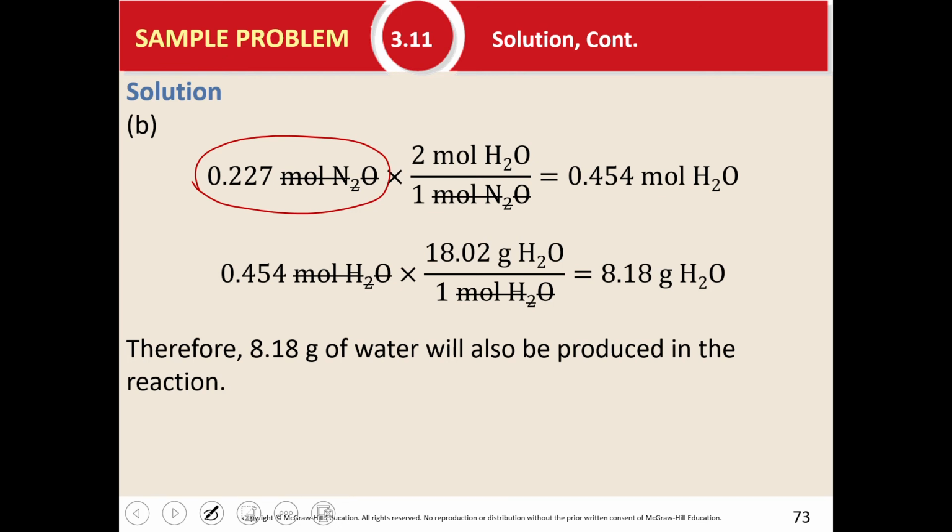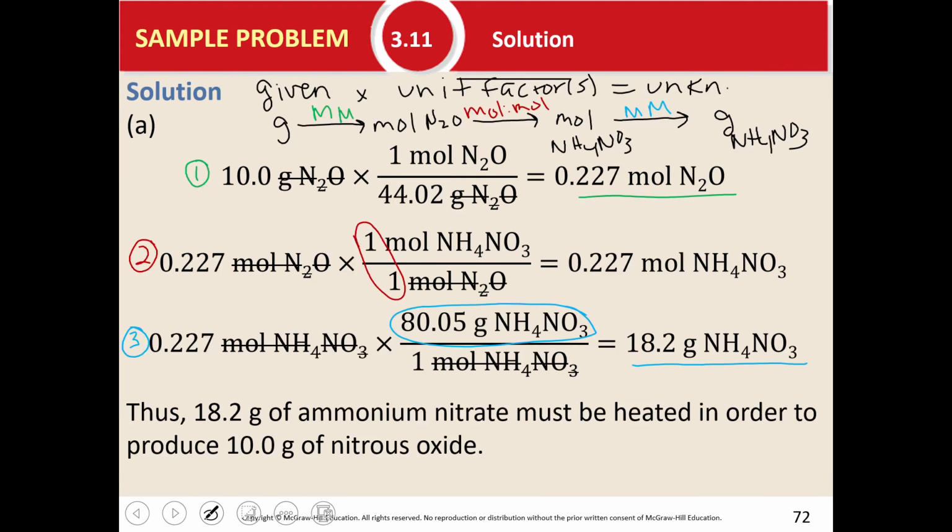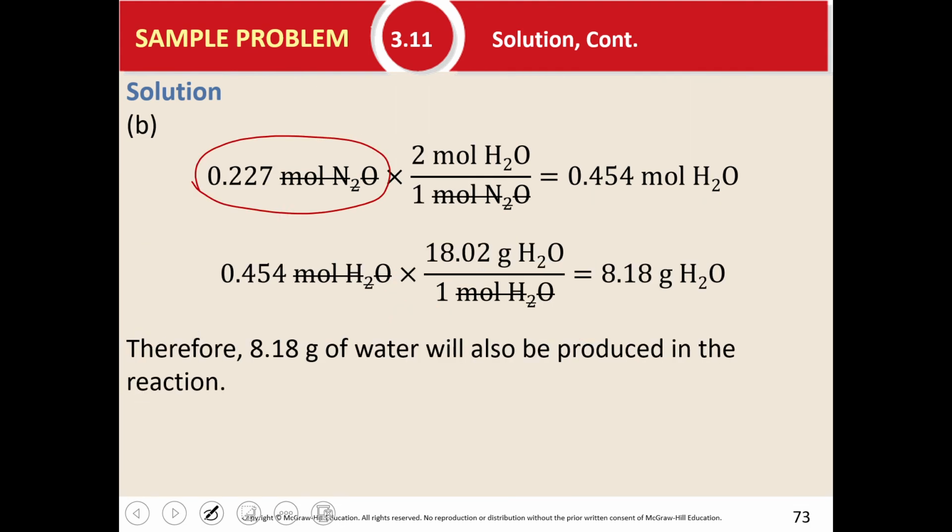How do I get to moles? In this case, you've already solved for moles. You did it back here in part A. So we know how many moles of dinitrogen monoxide we have. And so we're going to use the relationship between the coefficients of the balanced chemical equation to convert between moles of dinitrogen monoxide and moles of water. So when we do that math, we get 0.454 moles of water. And then we just use the molar mass to convert the moles back to grams.